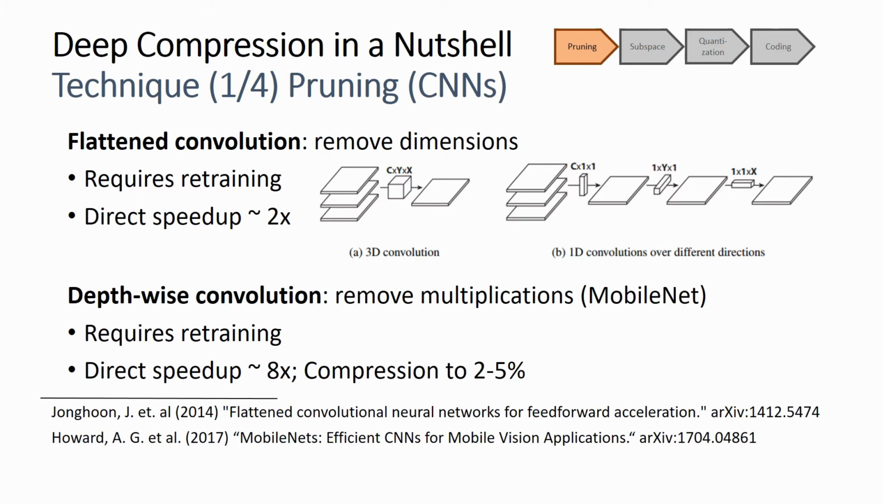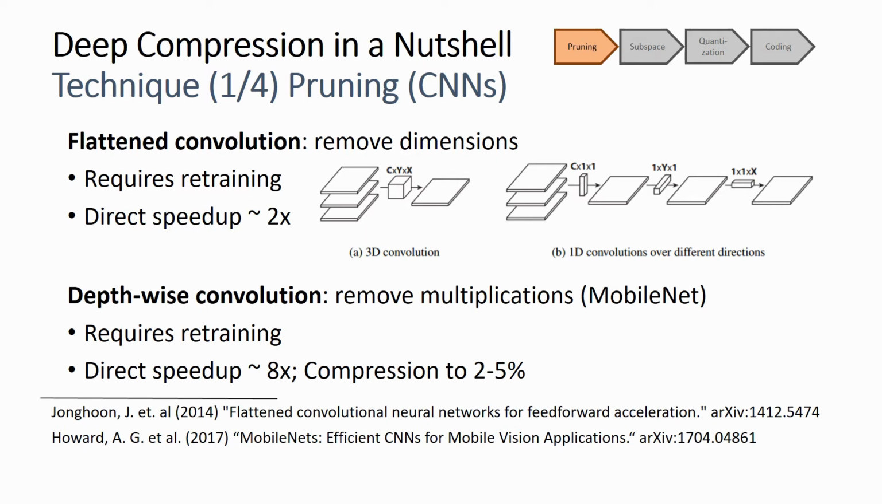Another family of methods I will count as pruning techniques directly modifies the convolutional structure of CNNs. One method is flattened convolution, where the high-dimensional convolution is replaced by a sequence of one-dimensional convolutions. This obviously requires retraining. The number of parameters is greatly reduced and a speedup of a factor of 2 is reported.